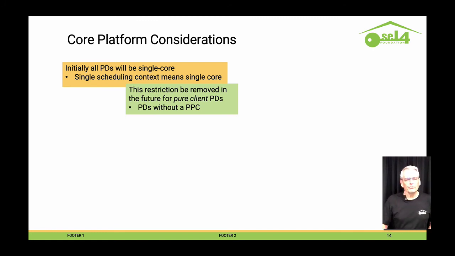It's fairly straightforward, or will be fairly straightforward, to remove these restrictions for pure client protection domains. And when I say pure client, I mean something that cannot be used as a server, or in other words, a protection domain that does not have a protected procedure. Making these multi-threaded is not going to be particularly difficult. Allowing servers to be multi-threaded is a bit more tricky, mostly working out the right model for making this happen and not introducing too many complications into the core platform. So for now, we're punting that part.